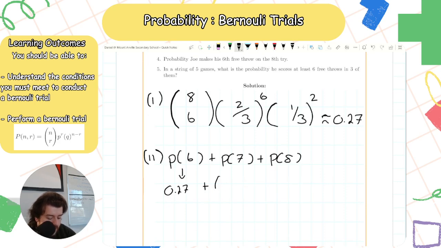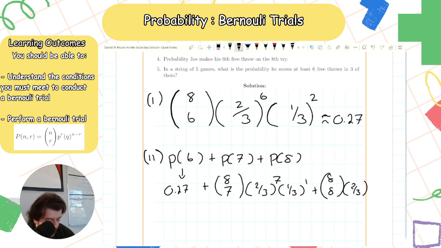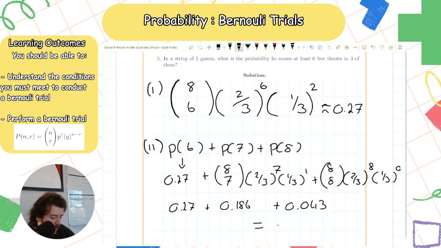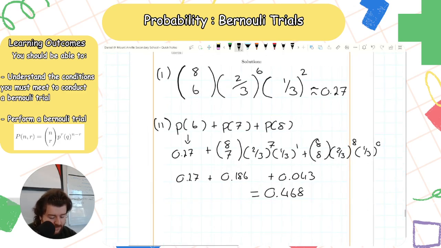The probability he scores 7. So out of the 8 free throws, he scores 7. That'll be 8 choose 7, 2/3 to the power of 7 times 1/3 to the power of 1, plus 8 choose 8, 2/3 to the power of 8 times 1/3 to the power of 0, because we want him to score 8 times. And if you put this in your calculator, you get 0.27 plus 0.186 plus 0.043. Add them up, you get 0.468. So the probability he makes at least 6 throws is 0.468.